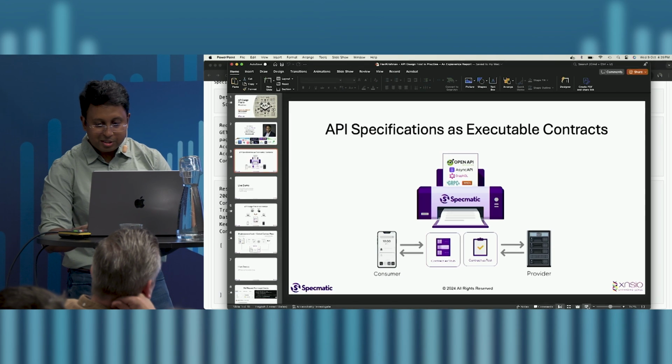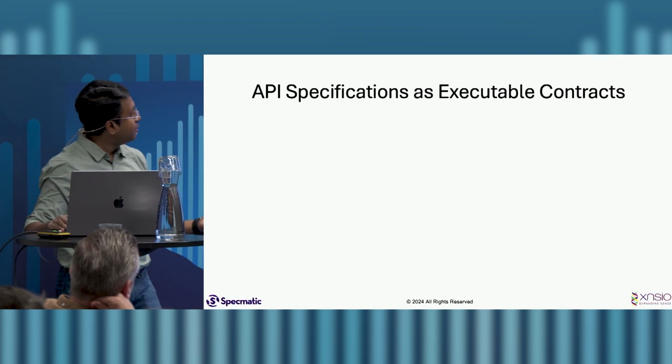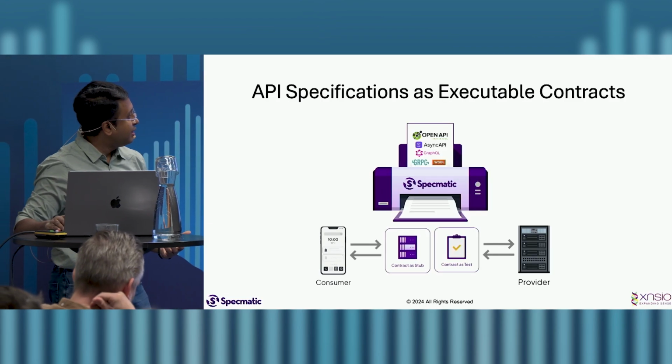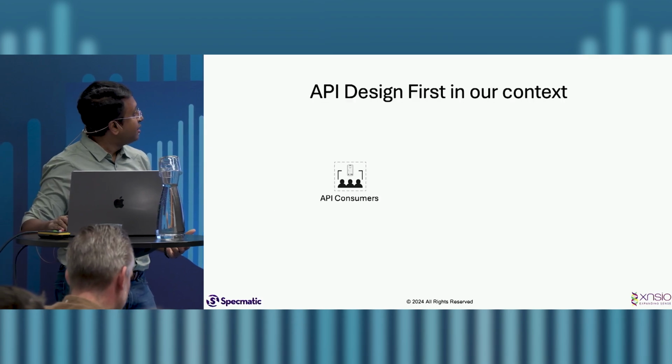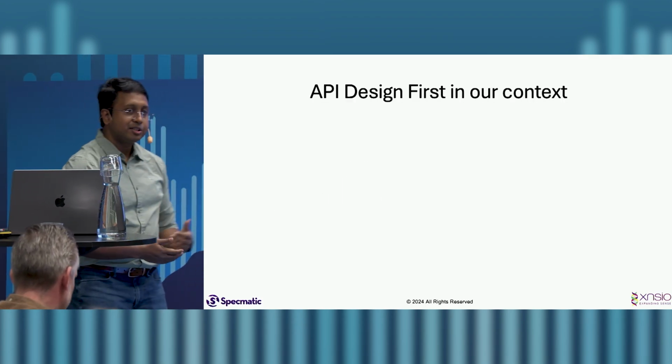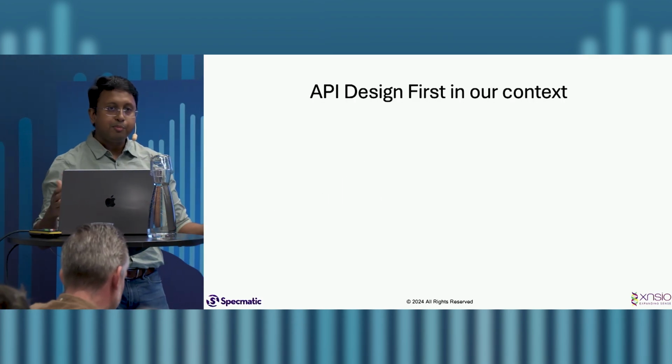Now, if API specifications are so critical to our everyday operation, then how do we go about starting with our API design first approach, right? Who are the people who are involved?